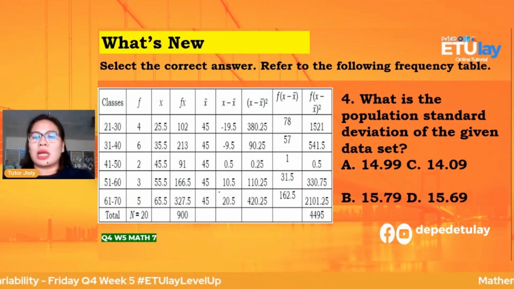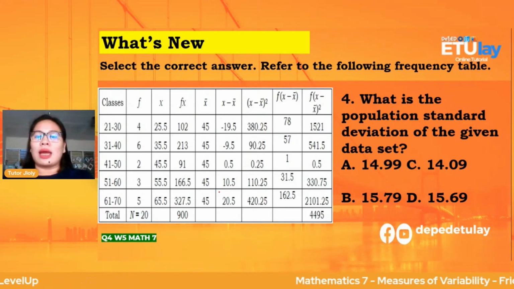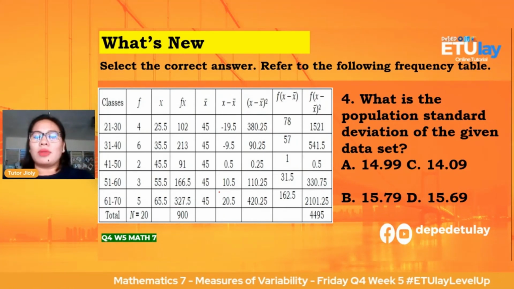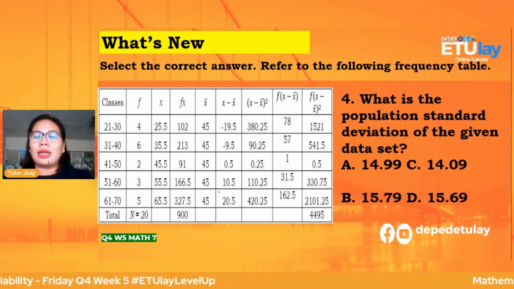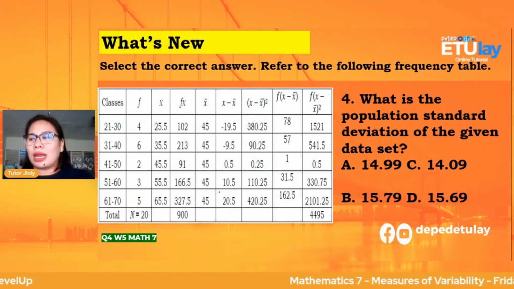Next, number 4 question. What is the population standard deviation of the given set of data? A, 14.99; B, 15.79; C, 14.09; and D, 15.69.